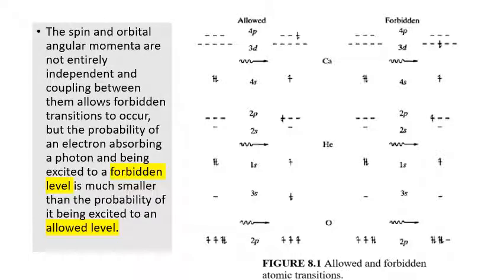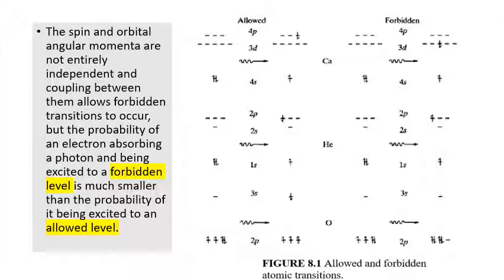And the spin and orbital angular momentum are not entirely independent. When an electron is spinning, angular momentum is produced. When an electron is revolving in an orbital, angular momentum is produced. So these two angular momenta are not independent of each other. They are related to each other, and coupling between them allows forbidden transitions to occur.